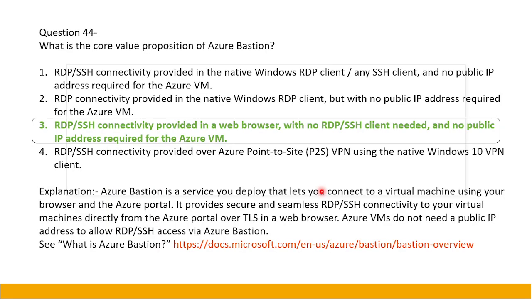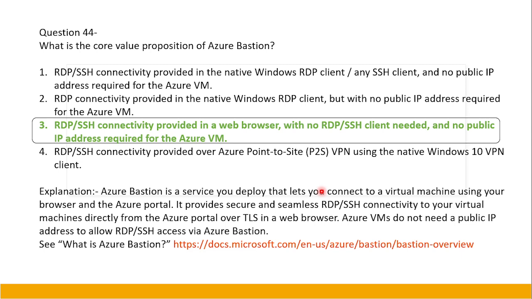What is the core value proposition of Azure Bastion? RDP SSH connectivity provided in a native window RDP client, any SSH client, no public IP address required for the Azure VM. RDP connectivity provided in the native Windows RDP client, but with no public IP required for the Azure VM. RDP SSH connectivity provided in a web browser with no RDP SSH client needed and no public IP address required for the Azure VM.